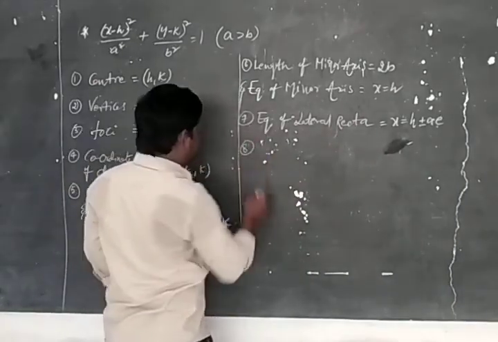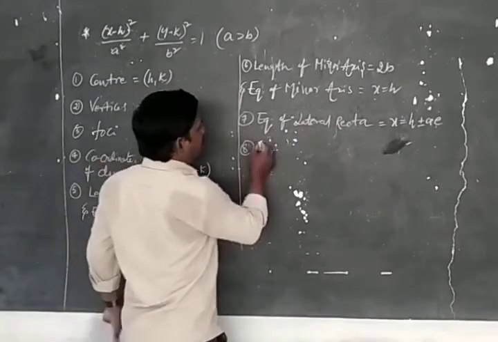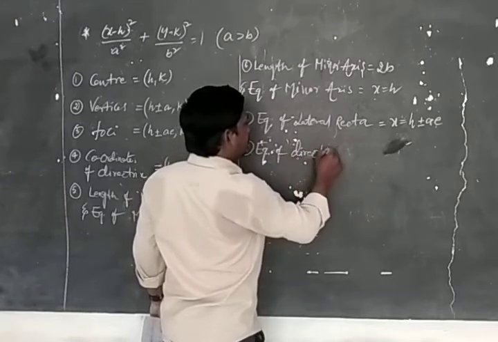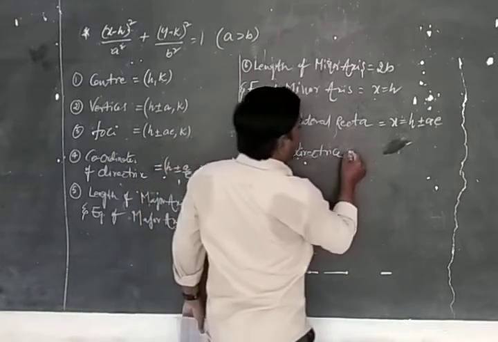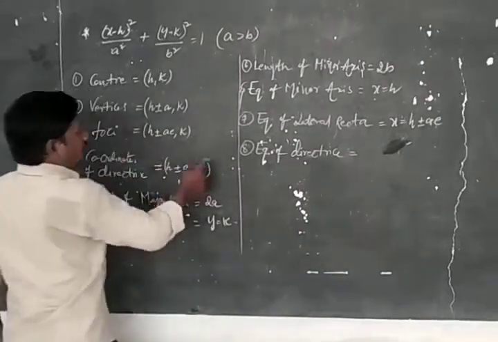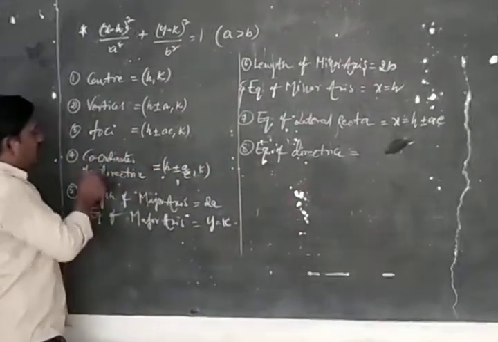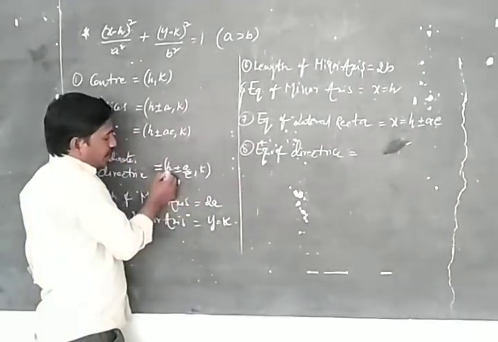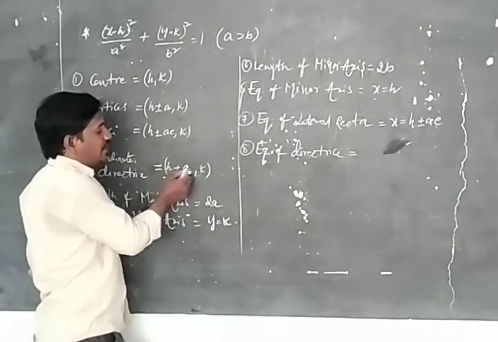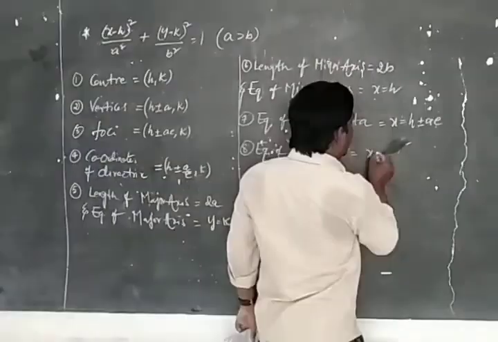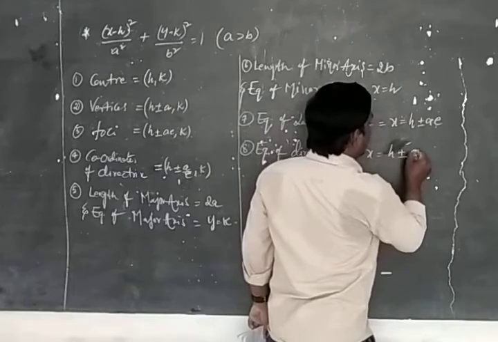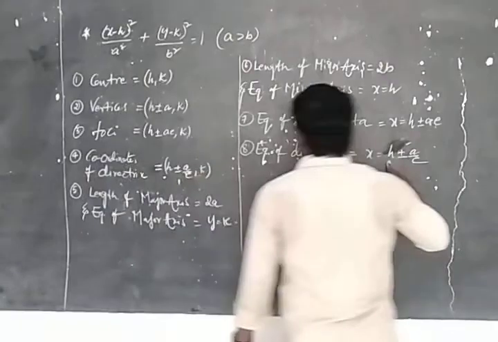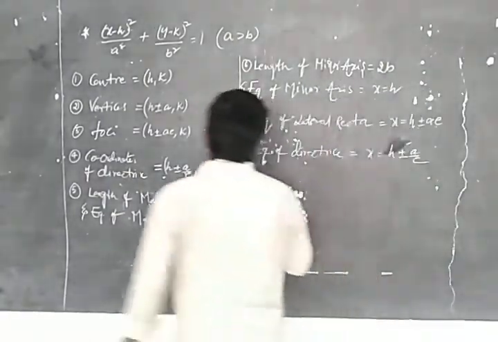Now eighth one, equation of directrix. So equation of the directrix we have to take from the coordinate of the directrix. So what is the x coordinate here? X equal to h plus or minus a by e. So that's why x equal to h plus or minus a by e. Now ninth one, LLR.